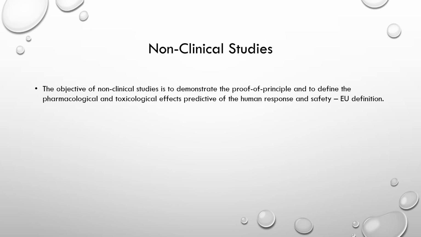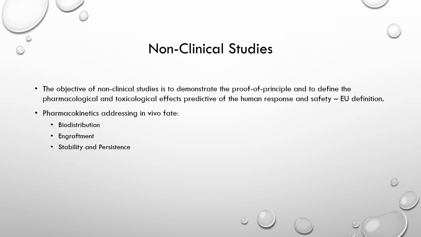The objective of non-clinical studies is to demonstrate proof of principle and to define the pharmacological and toxicological effects predictive of human response and safety. So this is in the guideline on quality, non-clinical and clinical aspects for genetically modified cells. Slightly different in another guideline in terms of the understanding of what proof of principle is compared to proof of concept, but both of them are saying essentially the same thing.